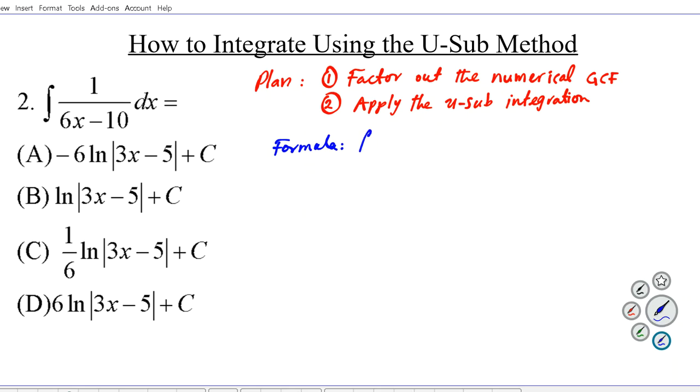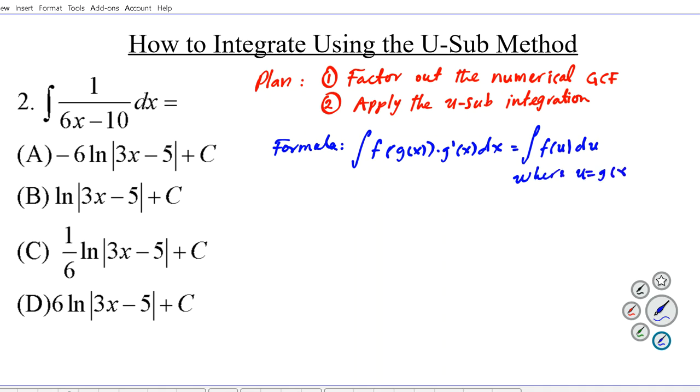So if you're integrating a composite function f of g of x multiplied by the derivative of the inner function, this can be rewritten using the U substitution as the integral of f of u du, where u is the inner function g of x. Okay, so the U substitution method is just a way to write down an integral in a more elegant fashion when the integrand is a composite function multiplied by an integer multiple of the derivative of the inner.